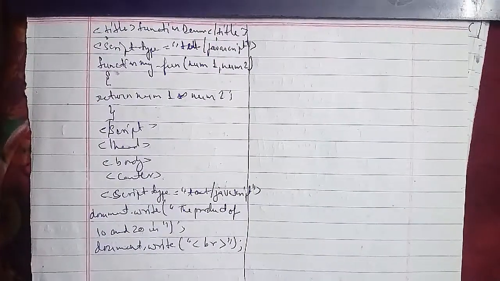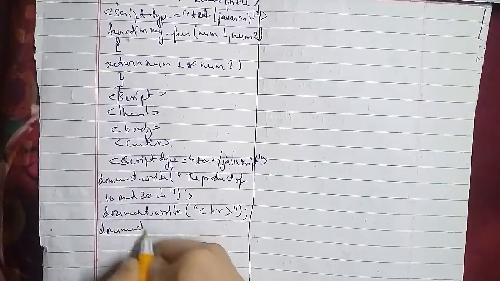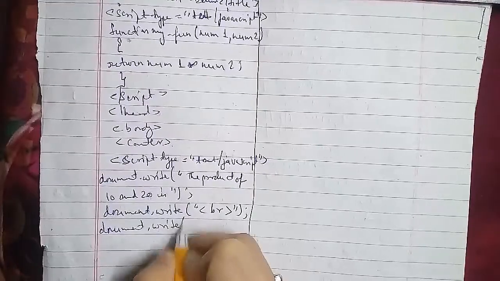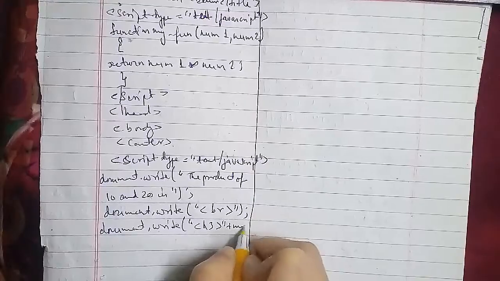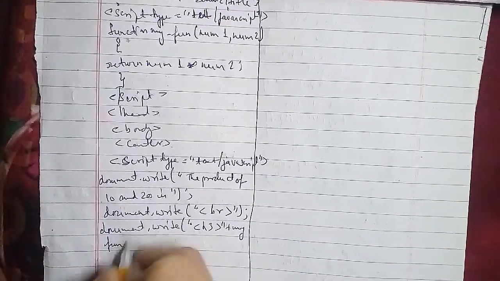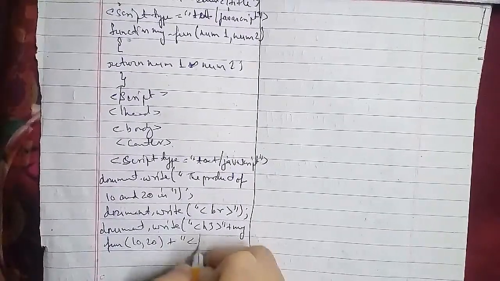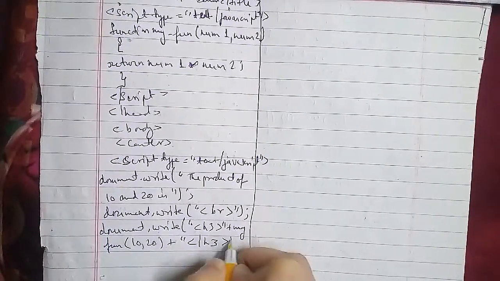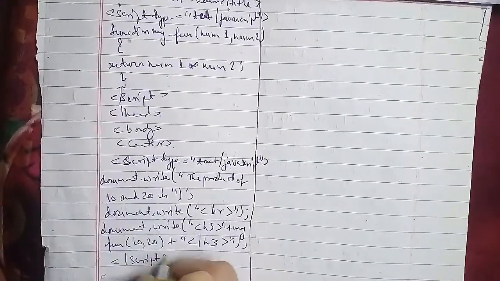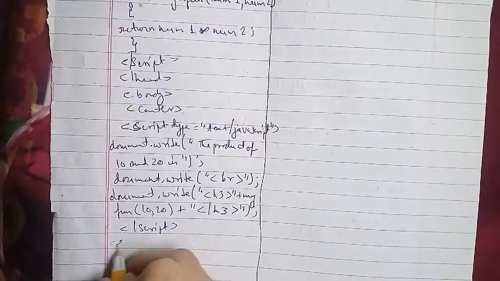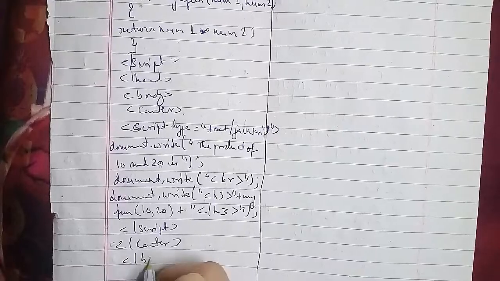Now we'll deal with forms. In terms of forms, we will do a program like: write a JavaScript function for email address validation, that is to check if the content has the general syntax of an email or not. So for that we are writing a JavaScript function.